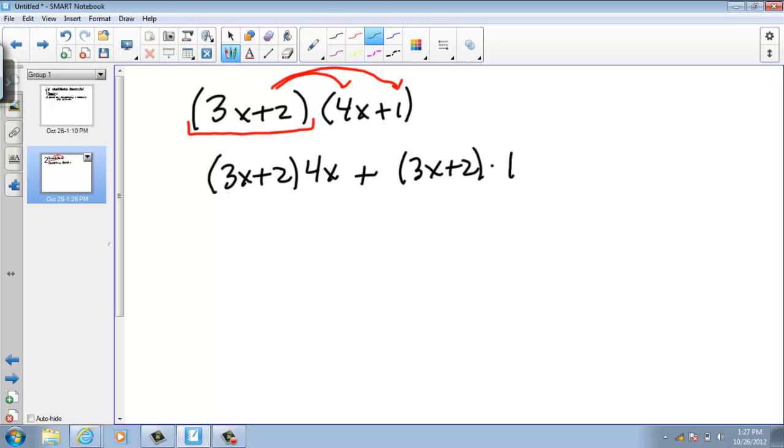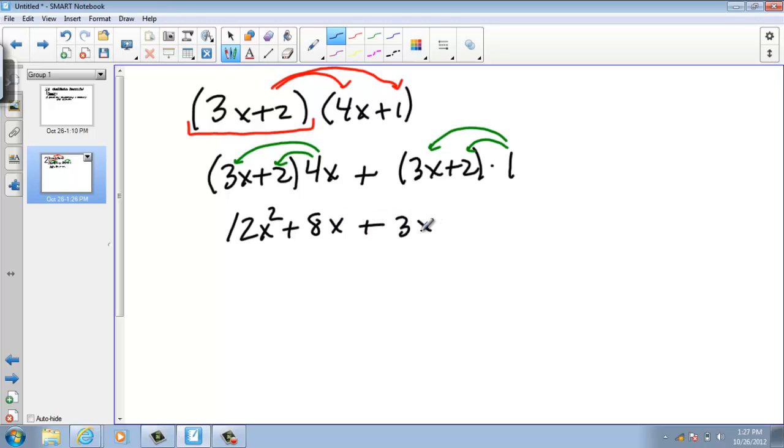And now we have to distribute again twice. Here we distribute the 4x, and here we'll distribute the 1, resulting in 12x squared plus 8x plus 3x plus 2. And as we said in our target, what we want to do is make sure that we simplify our polynomial in the end, which means collecting like terms. It looks like we've got an 8x and a 3x that we can combine. And my final simplified answer is 12x squared plus 11x plus 2.